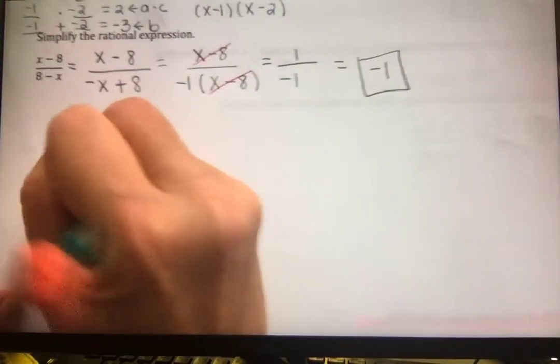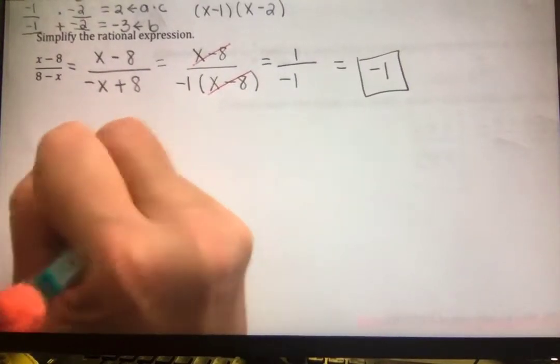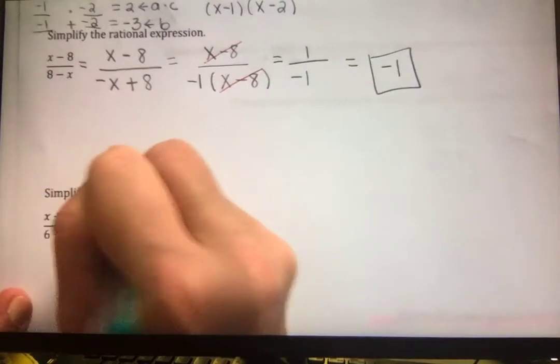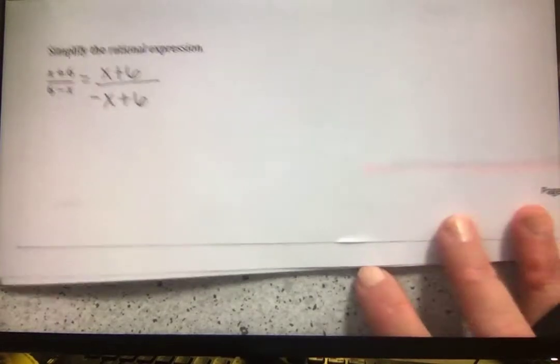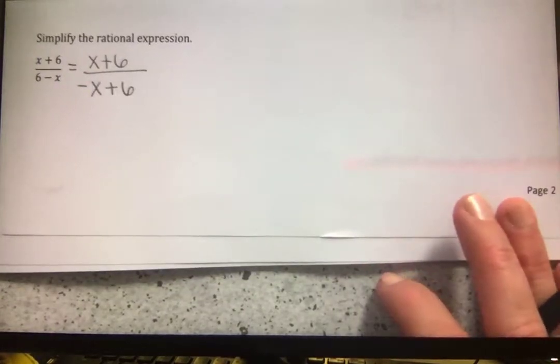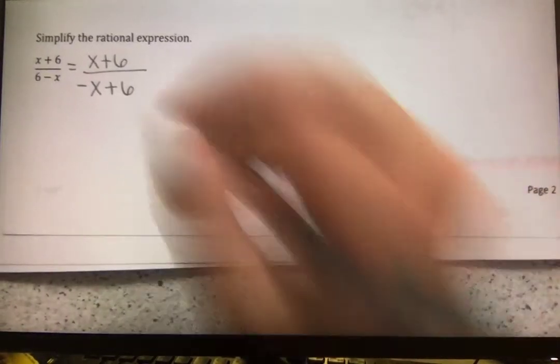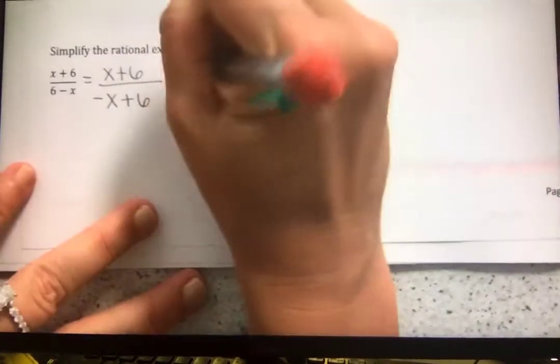So x plus 6 all over negative x plus 6. Notice my x is negative, my 6 is positive. I'll take a constant -1 for this one. Why? You're right. Why? We can't, because it will change the sign of the 6. Bingo.